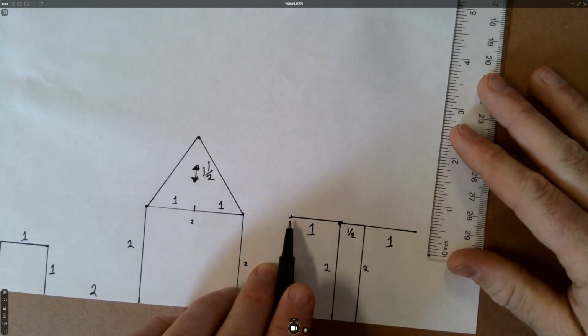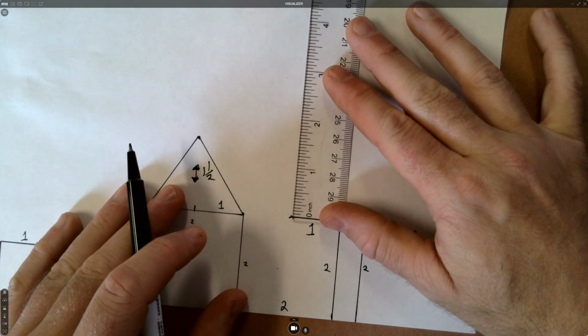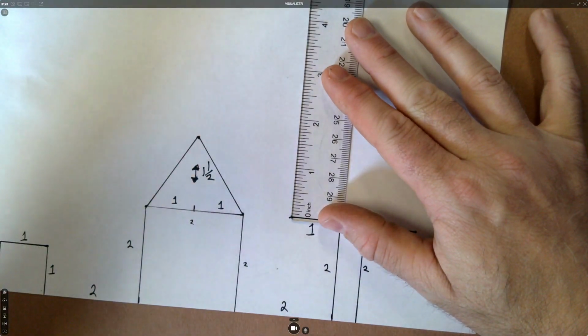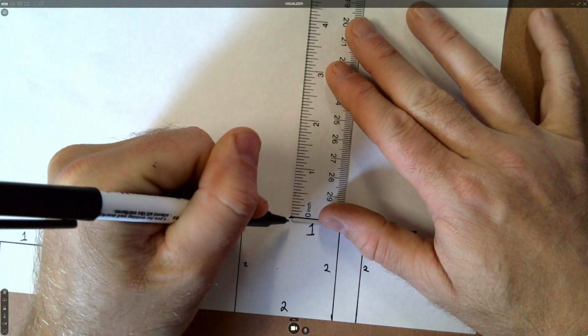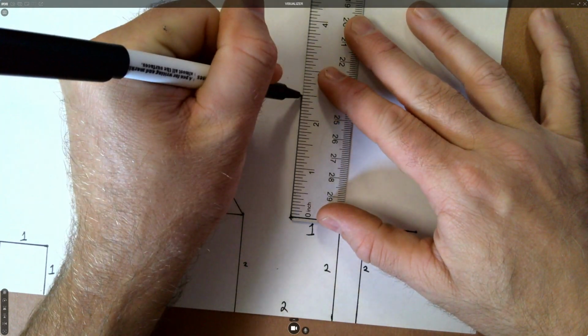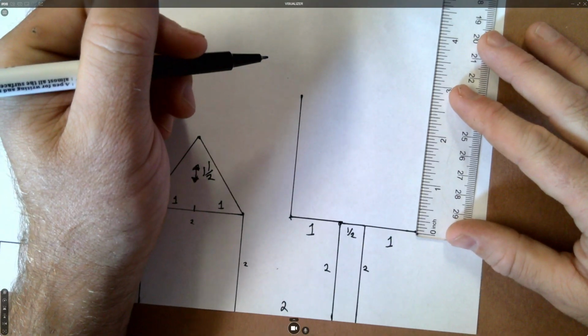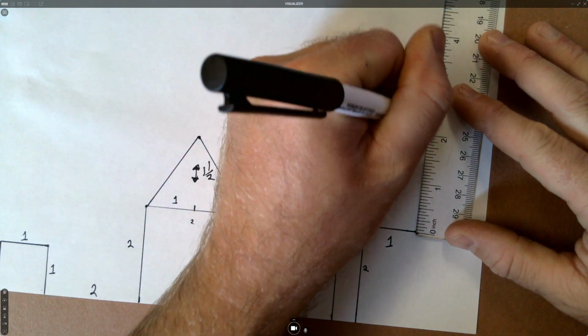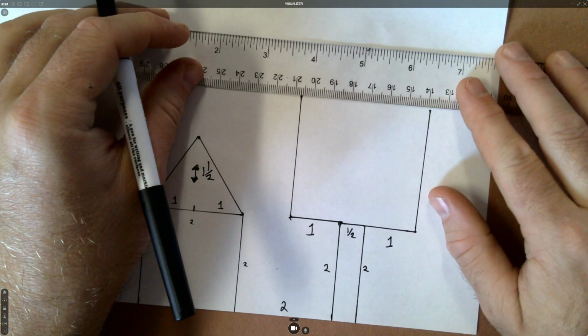So if all this together is 2.5, let's go ahead and make this a perfect square. And a perfect square means that all 4 sides are the same length. So we're going to go up 2.5 on the left side and go up 2.5 on the right side, and then connect that.